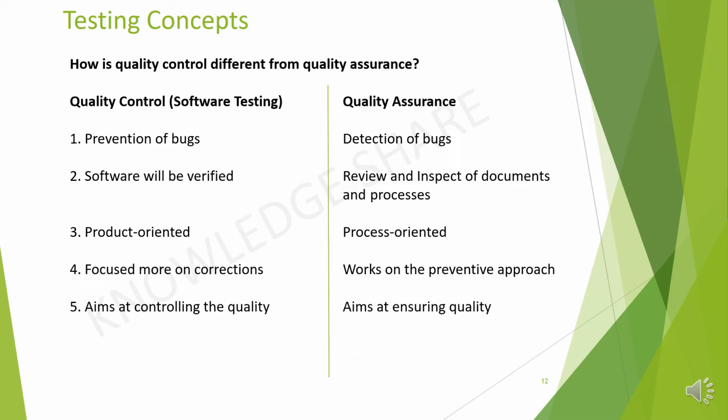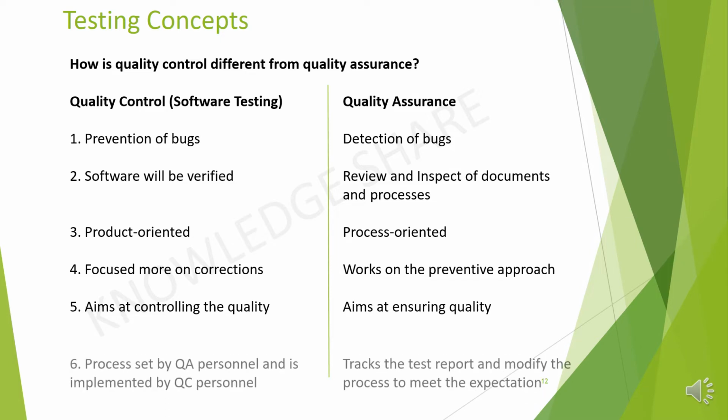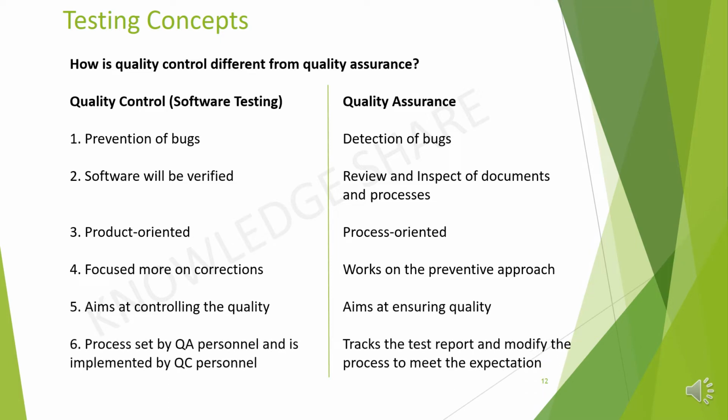Sixth and the last one is software testing processes are set by quality assurance and is implemented by testing team, whereas quality assurance tracks the test report and modify the test processes to meet the expectations.